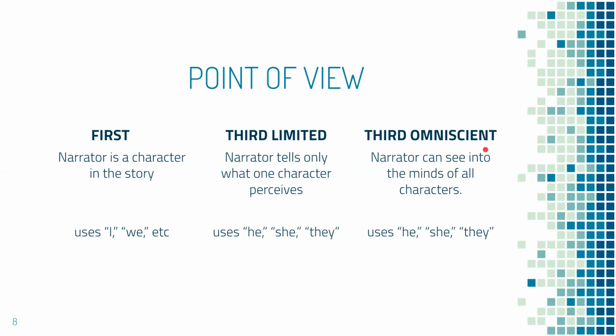Third omniscient. So a lot of people get these two confused. In third omniscient, the narrator can see into the minds of all the characters. They will also use he, she, or they, but you won't just see it from one character. So let's say you're reading a book and you have a main character, her name's Holly, but you also have a main character named Brandon. If you can see into both Brandon and Holly's minds and their thoughts, then it's third omniscient. But if you only can see Holly's thoughts, then it's third limited.